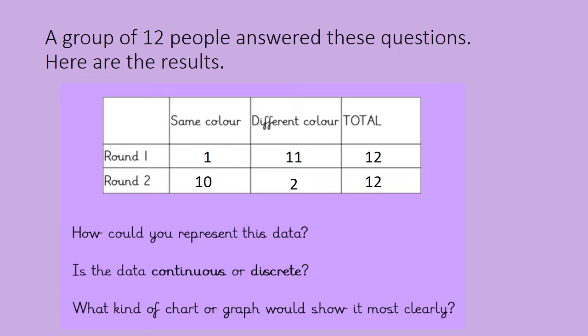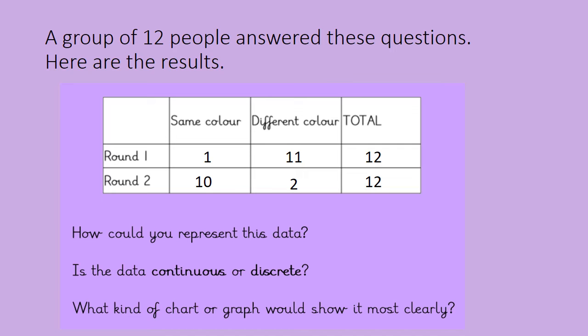So the work we've been doing this week has been looking at different ways of representing data to make it easy and clear to understand. If you had this data set, how could you represent it? Start by thinking about whether data is continuous or discrete. Does it show how something changes over time? What kind of graph or chart would show this information most clearly?